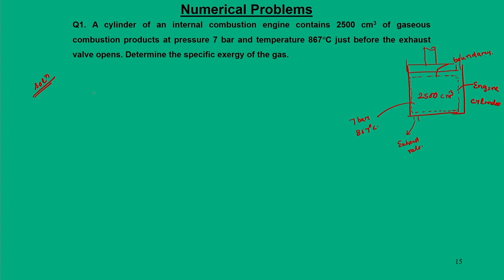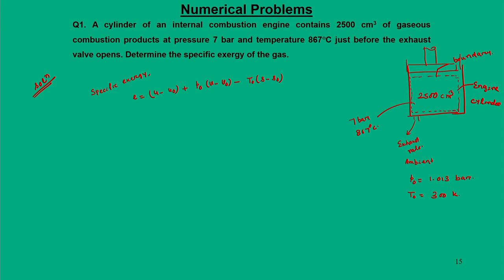So, we can recall this expression for specific exergy as E is equal to U minus U 0 plus P 0 into V minus V 0 minus T 0 into S minus S 0. Prior to this, let me recall the ambient conditions. Since no data is given, I can say that the ambient conditions can be taken as P 0 is 1 bar or 1.013 bar, and T 0 is 300 Kelvin.